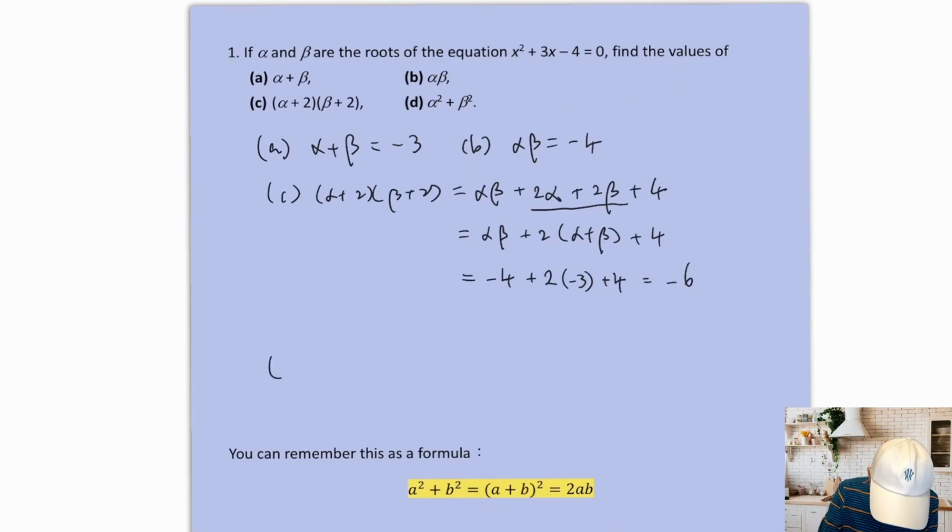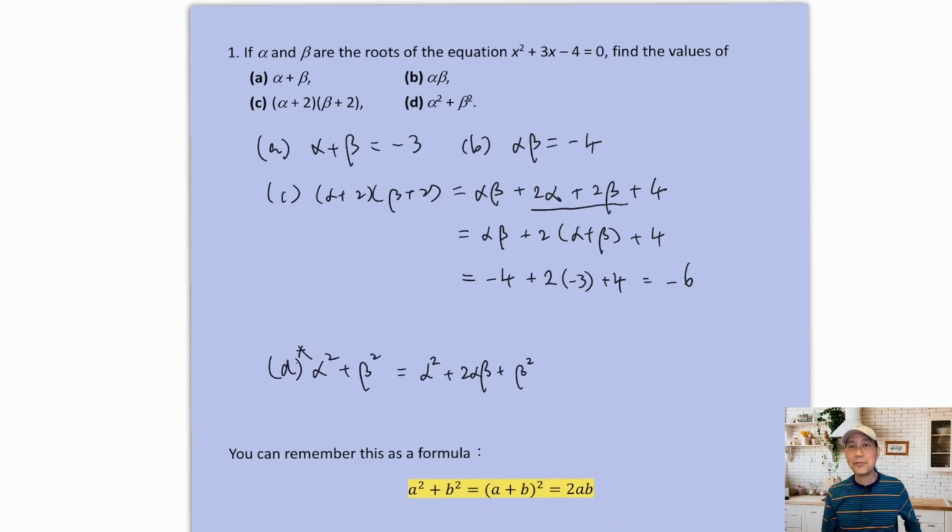The last part, alpha squared plus beta squared. This expression appears very often, and it requires a very special skill. Perhaps we put a star here. What is the special technique? I will show you. Alpha squared, beta squared. We purposely add 2 alpha beta in the middle. Of course, we cannot just add something, so at the end we minus 2 alpha beta.